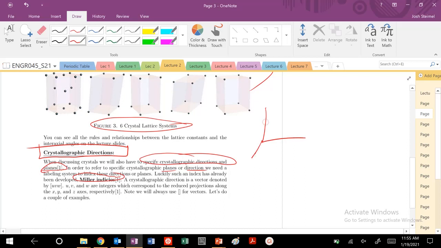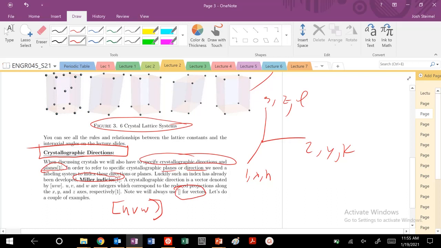But luckily, such a system has already been developed, called Miller indices. So hopefully you've worked with 3D coordinate systems previously. So it can be 1, 2, 3, x, y, z. And here we have h, k, l. HKL Miller indices, and you'll see that for vectors we're going to use this specific square bracket notation, UVW, which are integers corresponding to reduced projections on these axes. We're going to use this notation for vectors for crystallographic directions.